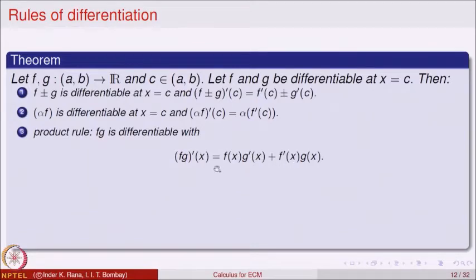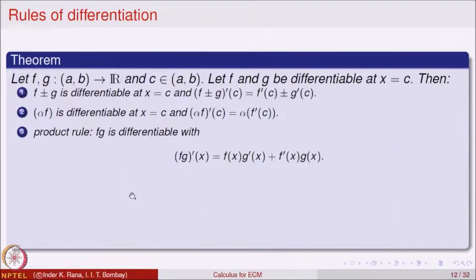You can also try to remember it as there are two functions, the first function into the second function. So, the derivative of first into second is equal to the first function into the derivative of the second plus the derivative of the first into the second. So, take one by one and add them. This is called the product rule. This gives us a way of computing the derivative of a product.